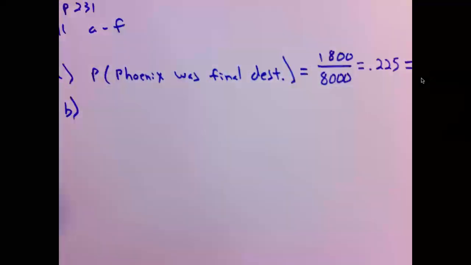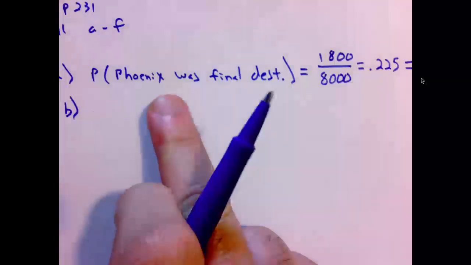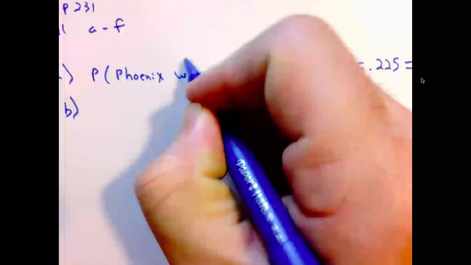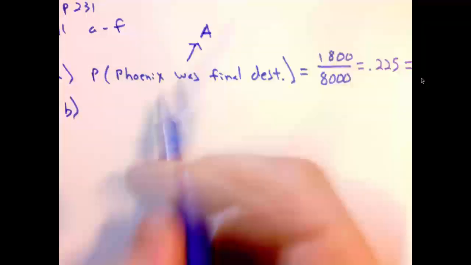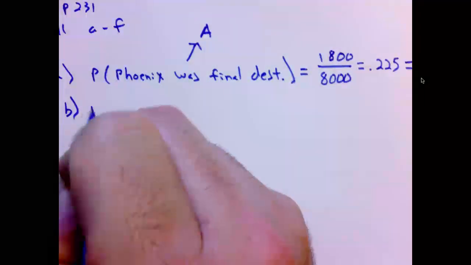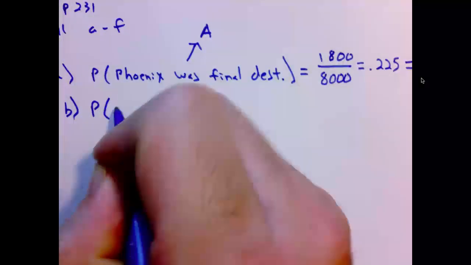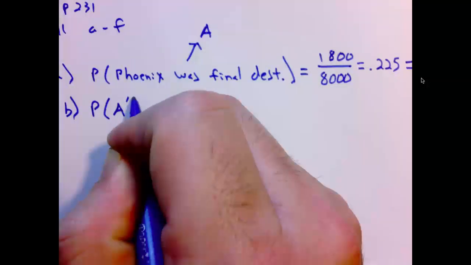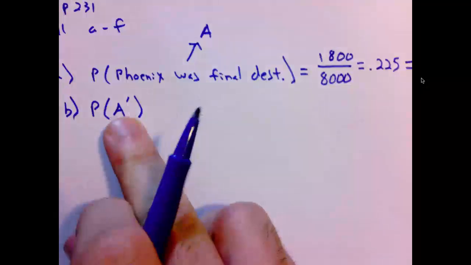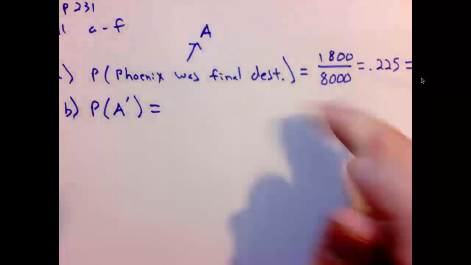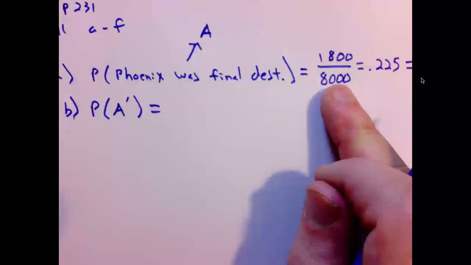B says the probability that Phoenix was not their final destination. That is not this event. Well, I'm going to call this now event A, just to shorten this up. So event A is Phoenix was the final destination. I want the probability that that doesn't happen. Notationally, we simply say A with a little apostrophe. We read this as A prime, not A. The probability of not A is 1 minus the probability of A happening.